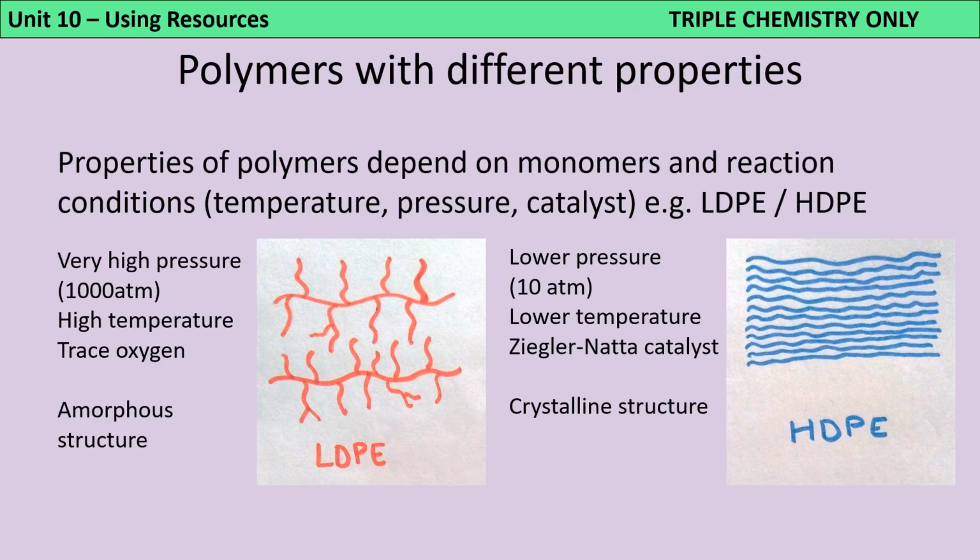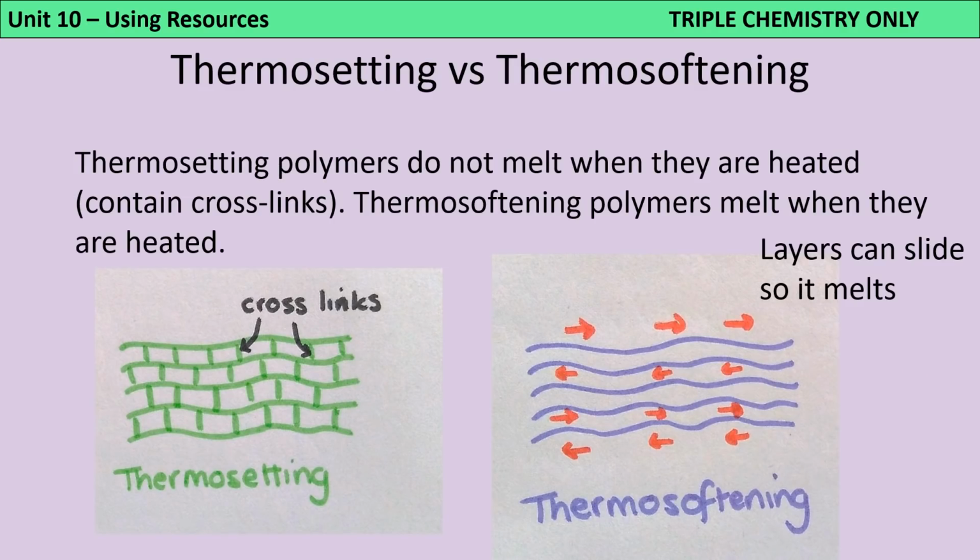higher density. Completely separately from that, you need to be able to distinguish between thermosetting and thermosoftening polymers. Thermosetting polymers have crosslinks, which are just a fancy name for covalent bonds between the chains, and this means that the chains can't slide past each other, and so they don't melt when they're heated, they actually char and eventually burn. Whereas in a thermosoftening polymer, there are only weak intermolecular forces between the layers, so these can slide over each other and they will melt.